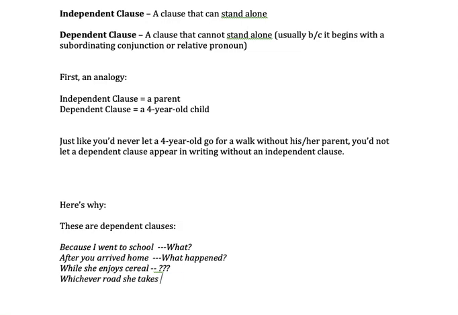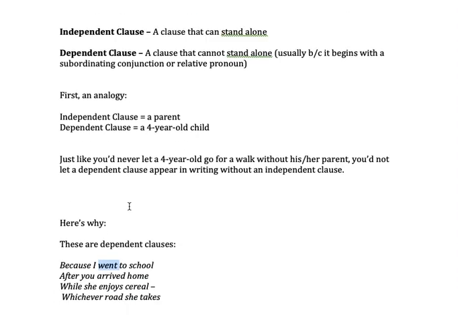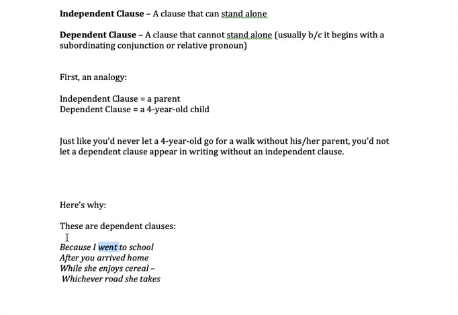The reason that they're a clause is each one of these has a subject and that subject's verb. If you need a little bit of explanation for that, I'll give you a little bit of clarity here. So, I went to school. In this example, we have a subject, I, and we have an action performed by that subject, went. Refer back to the clause definition if you need help with that. After you arrived home, well, we have a subject, you, and we have an action done by that subject, arrived.